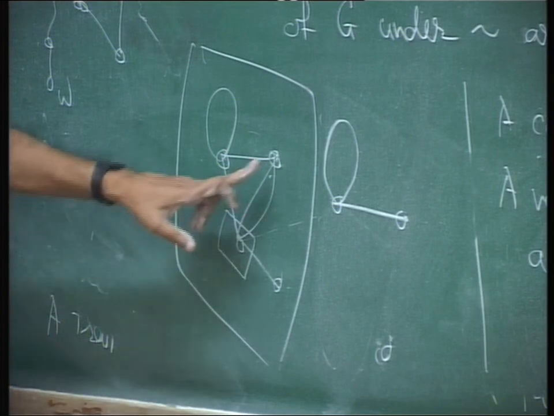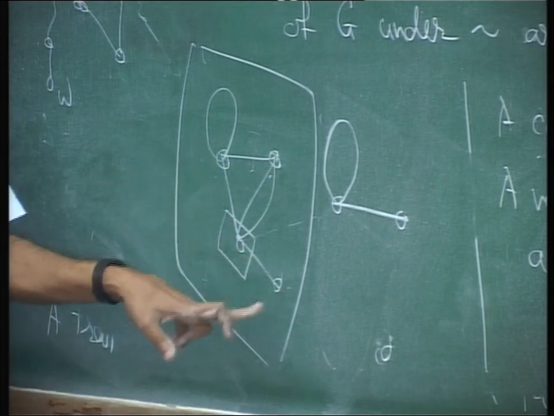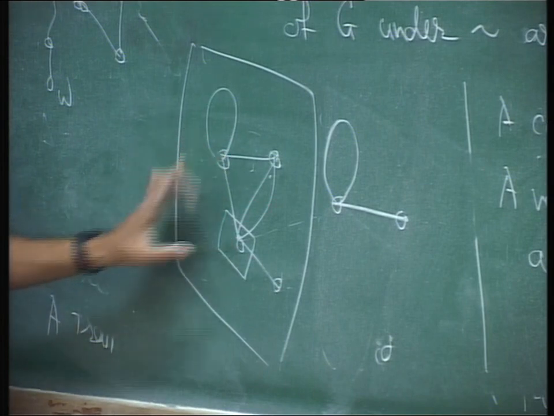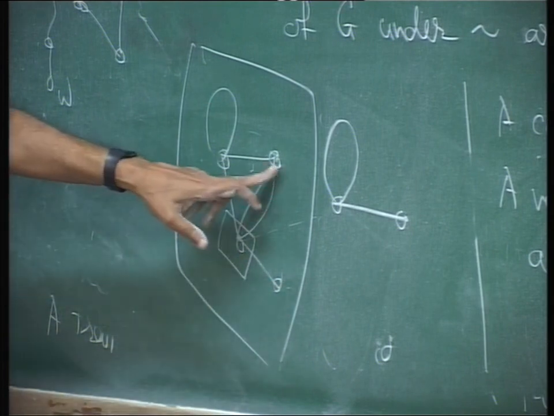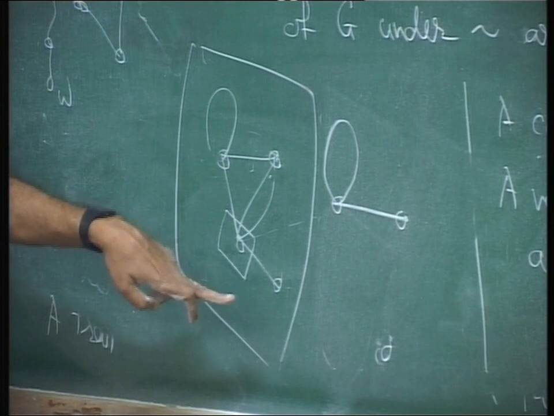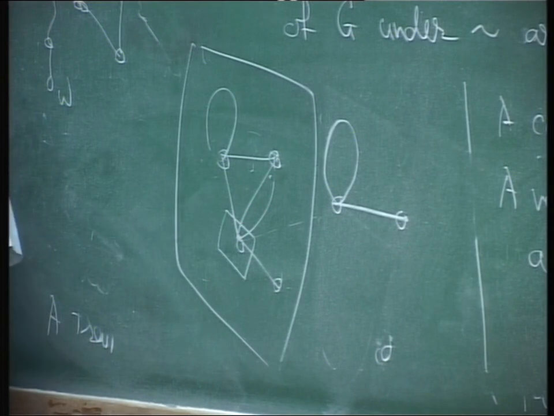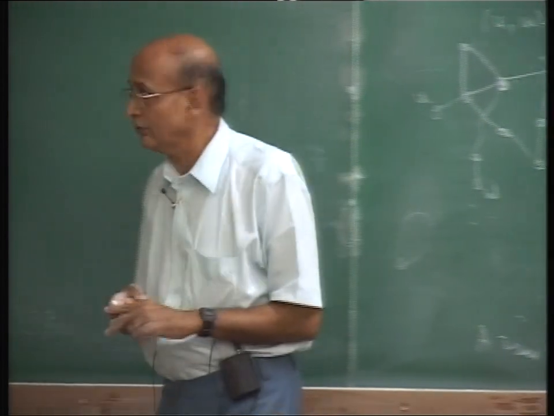Whereas, if I remove that vertex, the resulting graph is still connected. Is that clear? It does remain connected. These are adjacent, and I can go from this vertex to that vertex through that edge. So removing that vertex will not disconnect that graph. How about removing that vertex? That will also not disconnect that graph. How about removing that vertex? It will not disconnect the graph. So that's the idea of a cut vertex. A cut vertex is one whose removal must disconnect the graph.